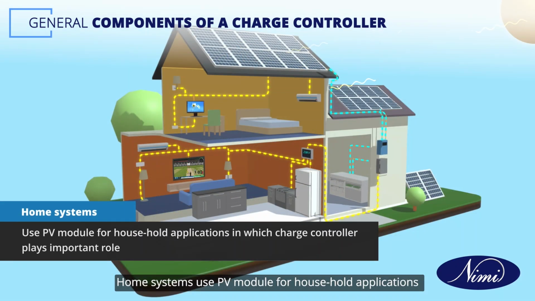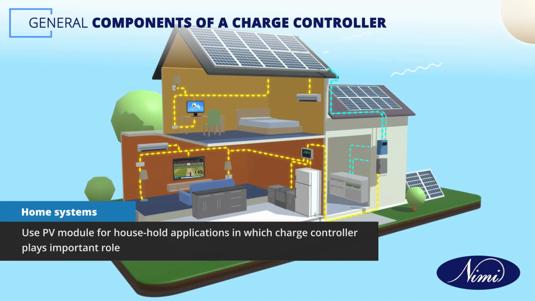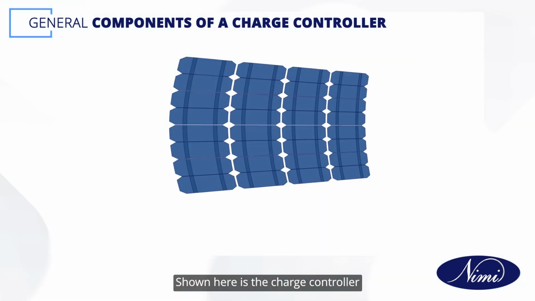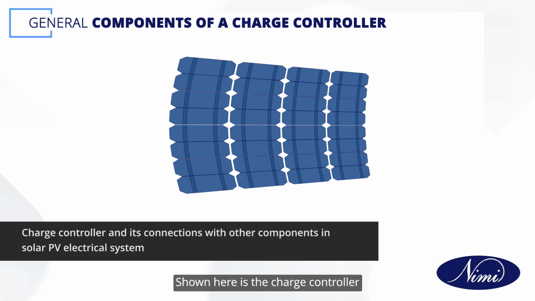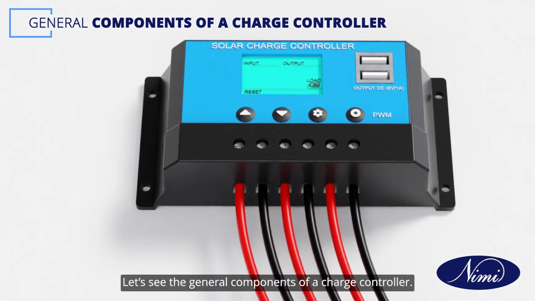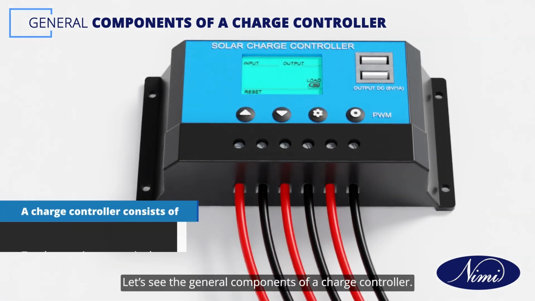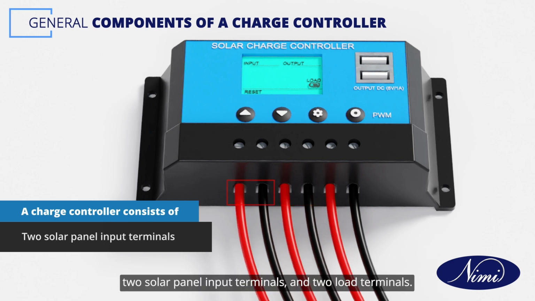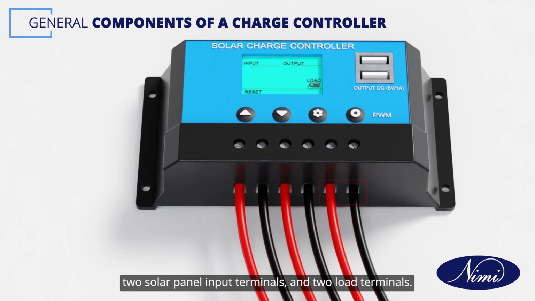Home systems use PV module for household applications in which charge controller plays an important role. Shown here is the charge controller and its connections with other components in solar PV electrical system. Let's see the general components of a charge controller. It has two battery input terminals, two solar panel input terminals, and two load terminals. The load terminals are for running various DC loads like lights or our solar grid tie inverters.